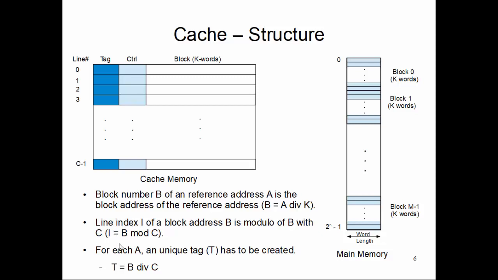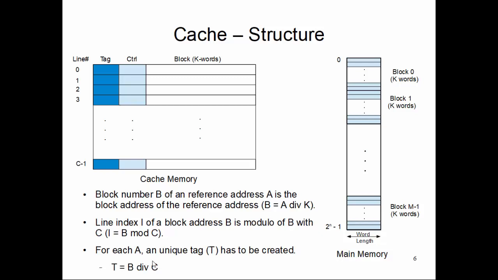So what does it mean? This is a modulus operation computing the remainder of a division operation between B and C. So the result I is in the range 0 to C minus 1. So it will access one of the lines, one of the index numbers in the cache memory. And a tag, for each address, a unique tag is created by B div C.